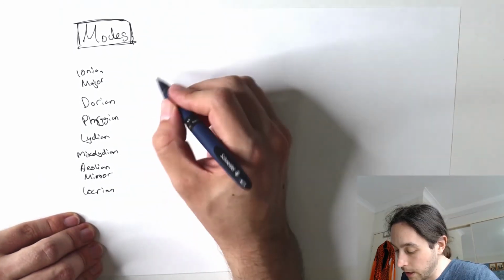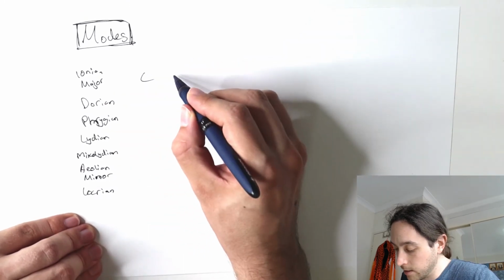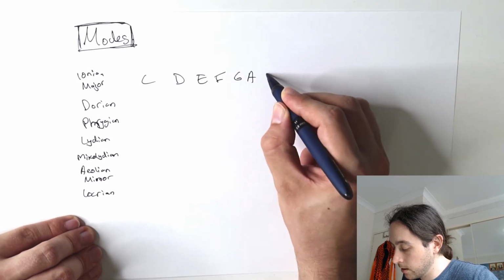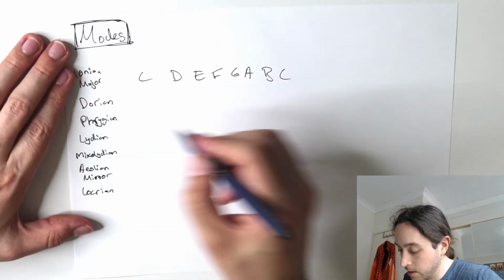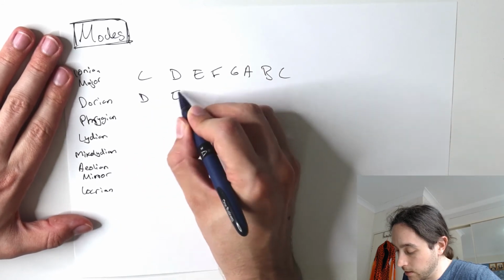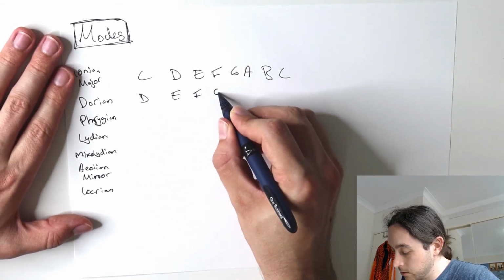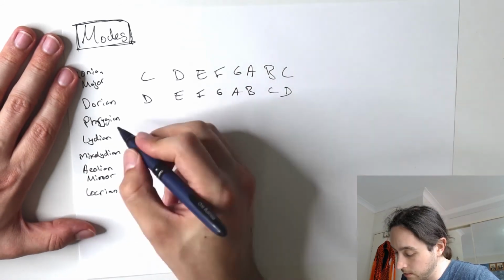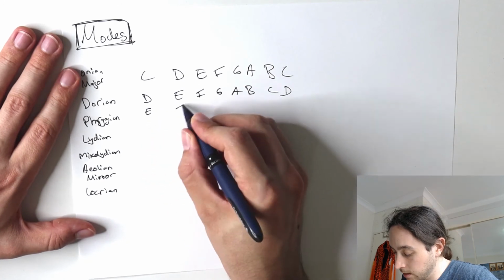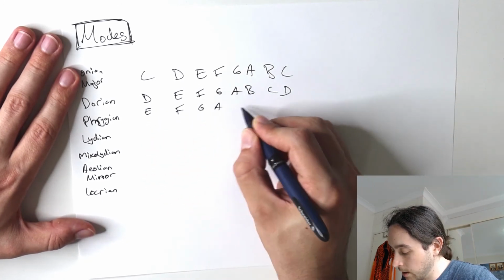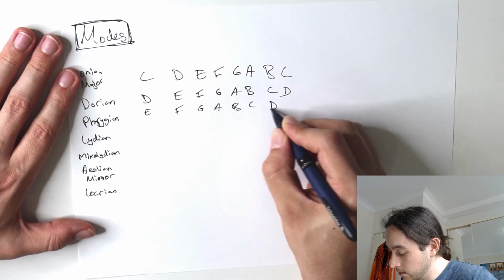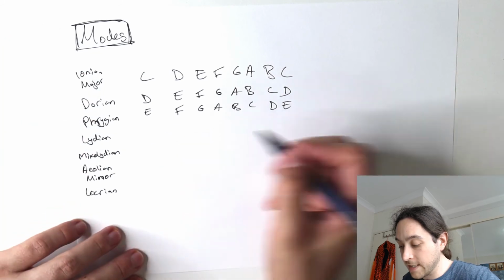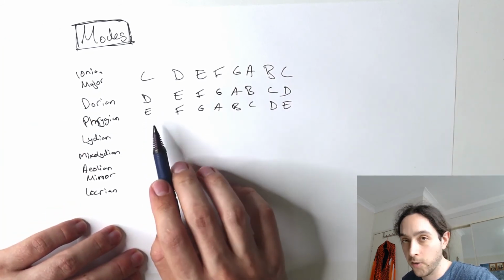We know that Ionian, or the major scale, has C, D, E, F, G, A, B, and then finishes with C. Dorian, guess what it has? D, E, F, G, A, B, C, D. Phrygian, guess what it is? E, F, G, A, B, C, D, E. Right, are you noticing a pattern here? These are all exactly the same notes, but with a different home.